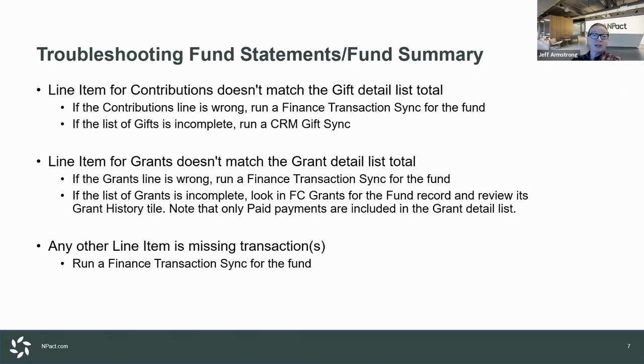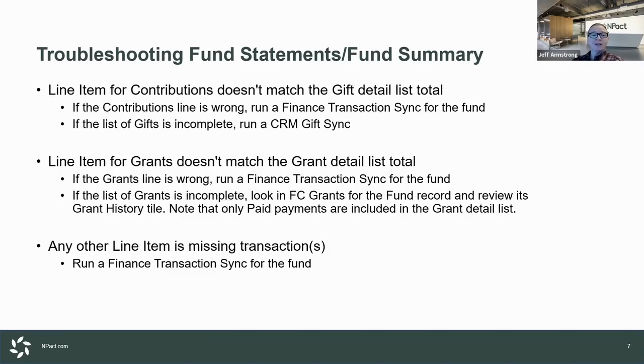If the contributions line is wrong, it's probably a missing transaction. For that, one of the first steps you could take is to run a finance transaction sync for that particular fund. And we'll show you how to do that on the next screen. If there are missing transactions, then syncing all the transactions for that one fund will bring the contribution back in. And then when you rerun the report, or when you go back to the fund summary again, you should see an updated contribution line with the correct number in it.